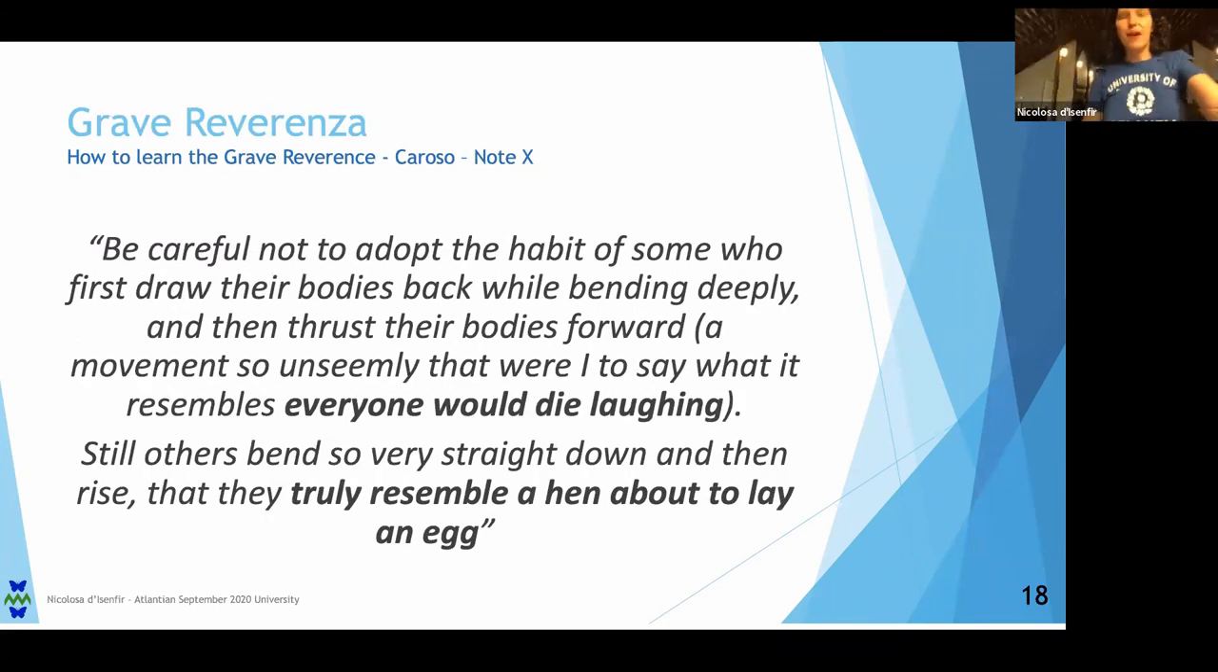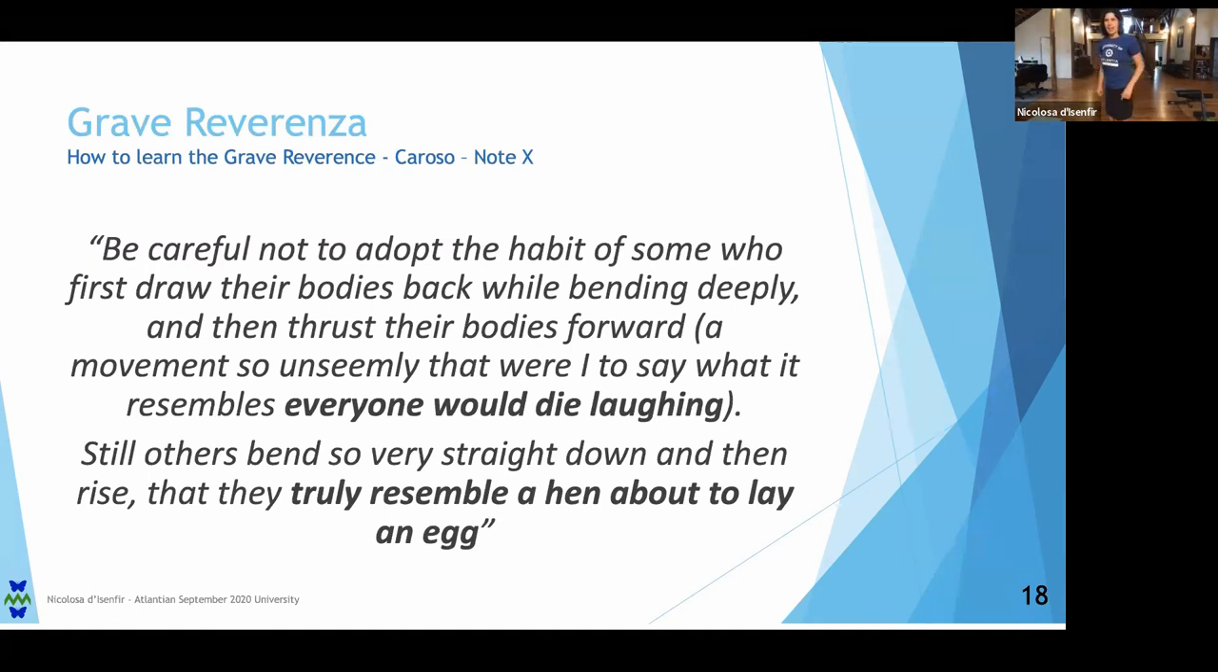And finally, the grave reverence. Properly done, left foot's going forward, back, down and up. It's smooth, it's beautiful. However, you can do this wrong and make everyone die laughing. You can go down, and when you come up, go ahead and thrust that body around. If you're thrusting it forward, everyone's just going to die laughing. You're muted, but I can tell you are dying laughing right now.